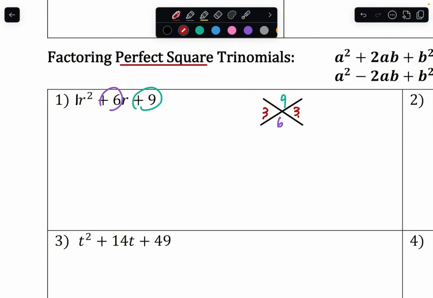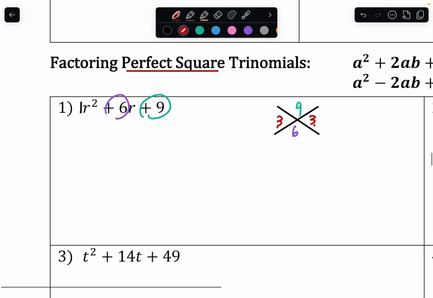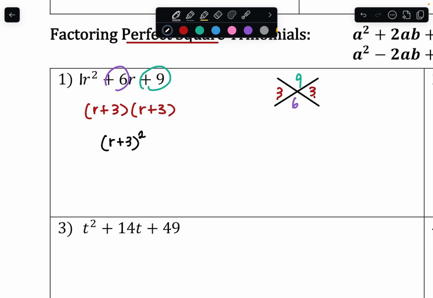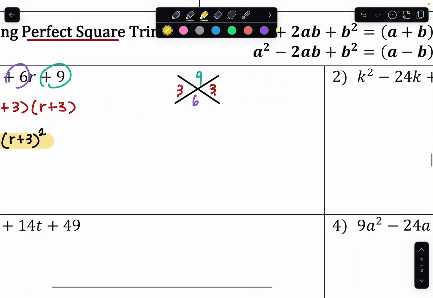Whenever your magic numbers match, that means your factors are going to match. And so in this case, my factors would be r plus 3, r plus 3. And whenever they match, they typically rewrite it as r plus 3 squared, because that's r plus 3 times itself. And so these perfect square trinomials are always going to look like a parenthesis squared.